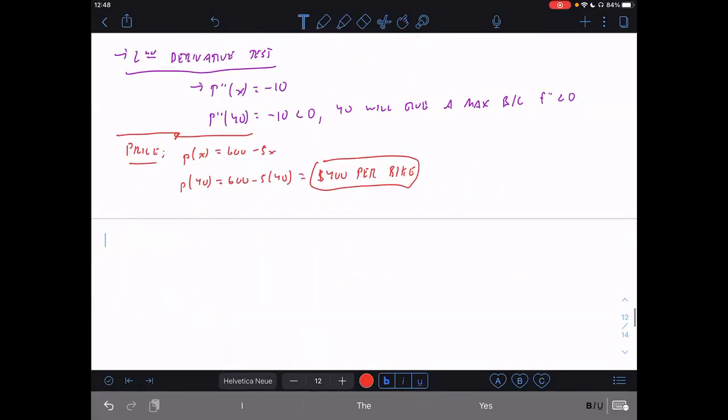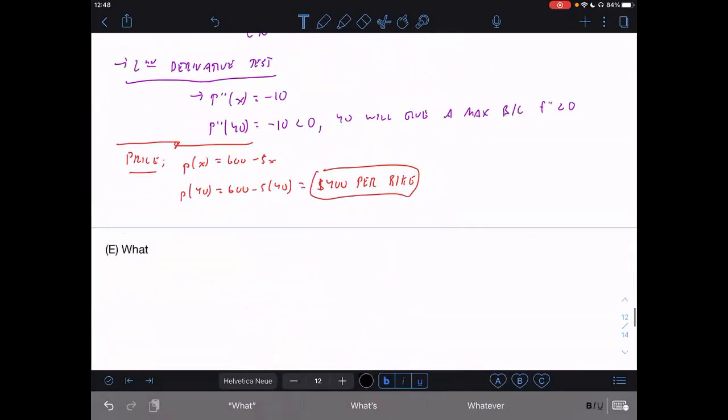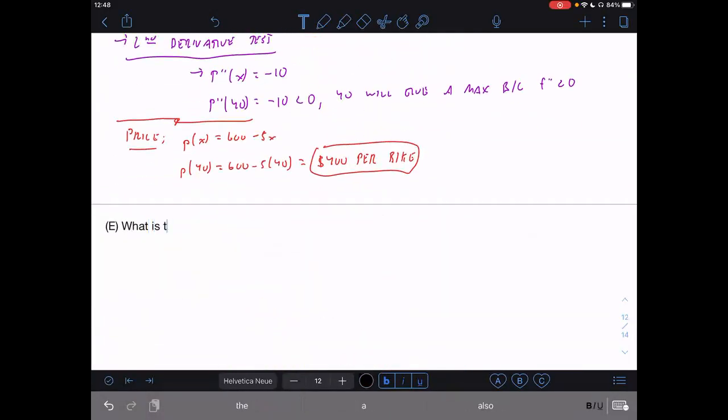Now to find the actual value that we're going to get, the actual maximum profit we're going to get, we have to do the following. All right, so for part, what letter am I on? E? Yeah, for part E, what is the maximum profit?